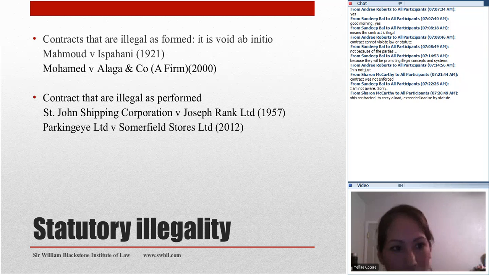So within this subject, that contracts are illegal as performed, there are two types of cases where illegality renders a contract unenforceable from the outset. One is where the contract is entered into with the intention of committing an illegal act. The other is where the contract is expressly or implicitly prohibited by a statute.